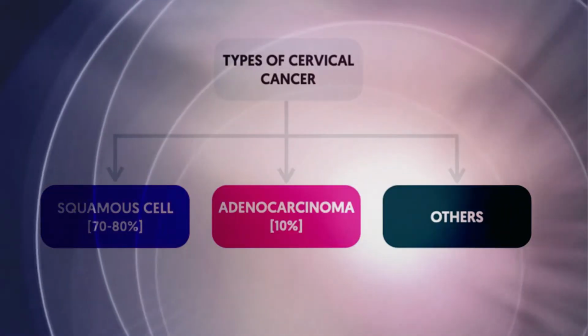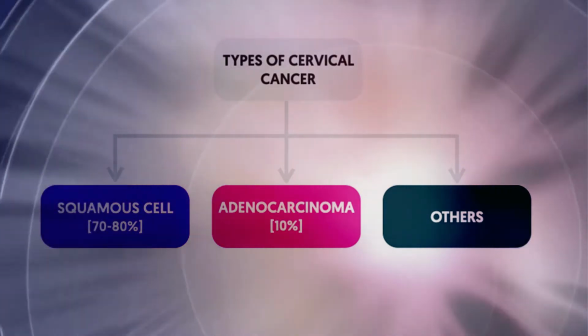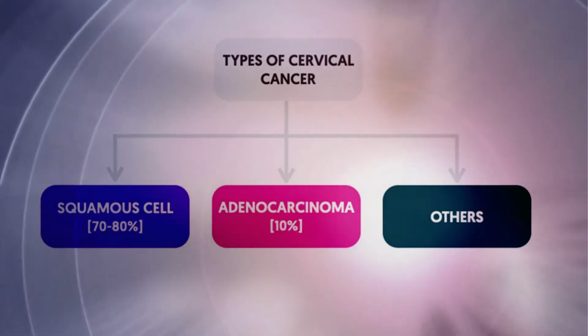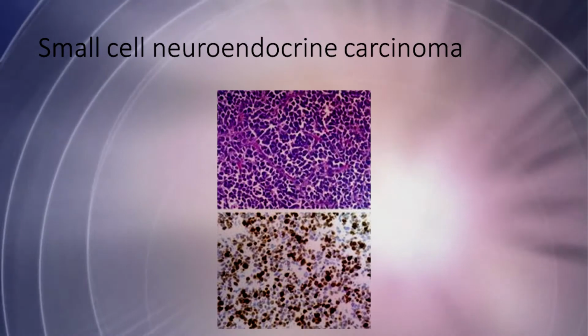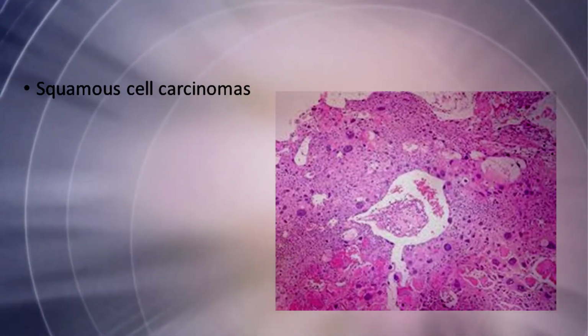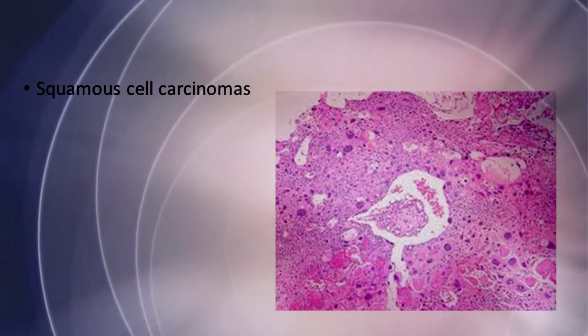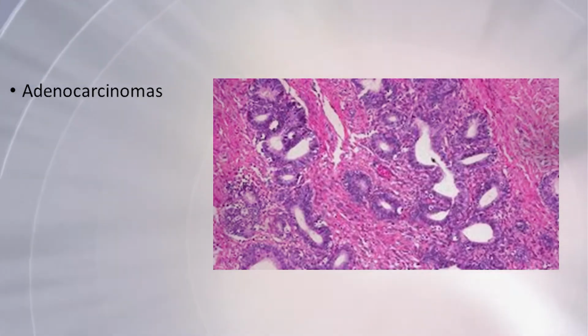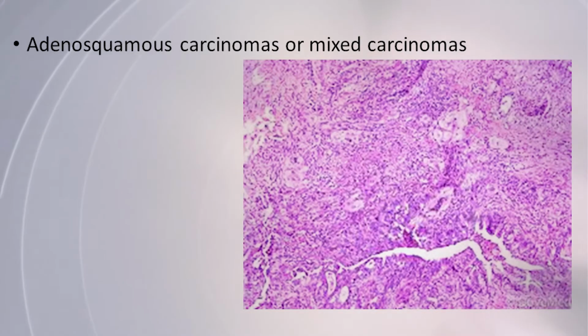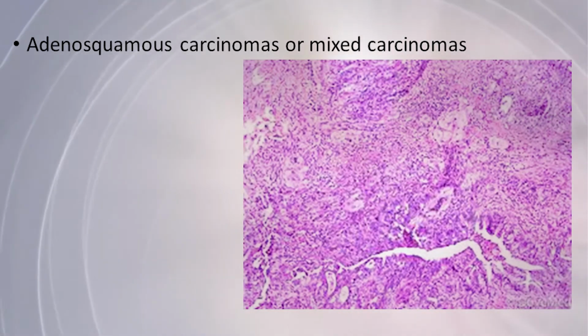There are many types of cervical cancer. 80% of cervical cancers are squamous cell carcinoma. These cancers develop from cells in the exocervix. Squamous cell carcinomas most often begin in the transformation zone, where the exocervix joins the endocervix.